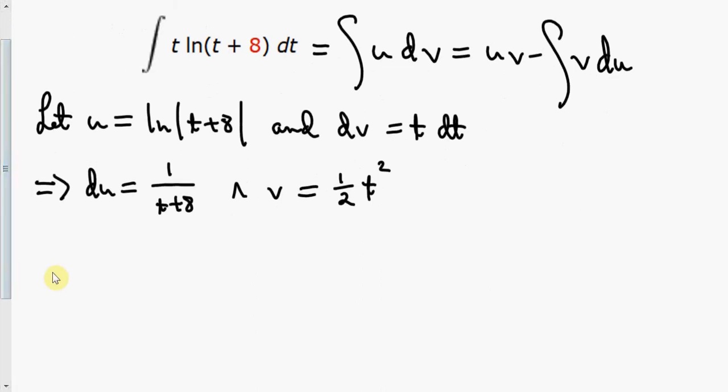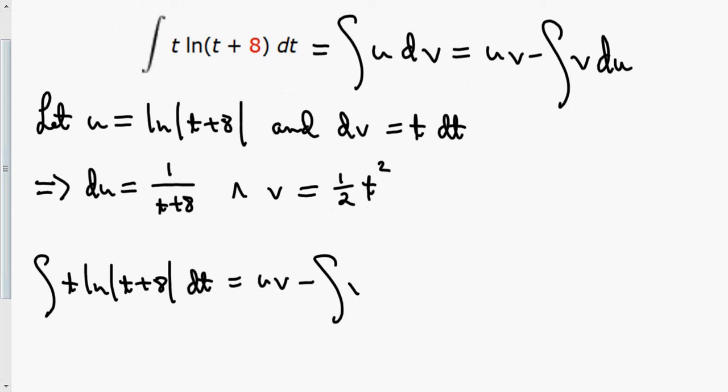And so then we want to write this integral of t times the natural log of the absolute value of t plus 8. I'm just accustomed to writing the absolute value. There has to be uv, excuse me, minus the integral of v du. So uv here for us would be 1/2 t squared times the natural log of the absolute value of t plus 8 minus v du.